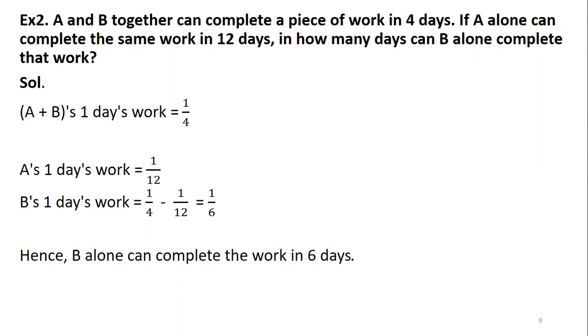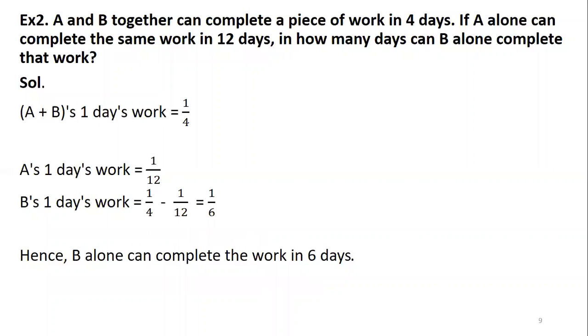Now A's 1 day's work is 1 by 12. So B's 1 day's work is the together minus A, that is 1 by 4 minus 1 by 12, which is equal to 1 by 6. So B completes 1 by 6 part of the work in 1 day. So how many days should he work in order to complete 100% of the work? Taking the reciprocal, it's 6 days.